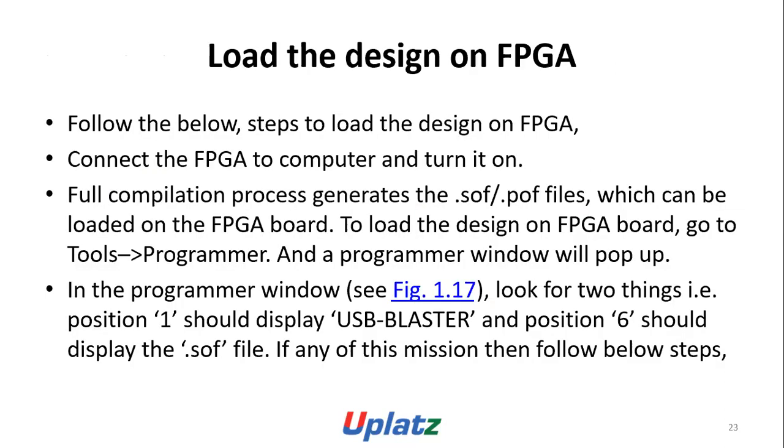Load the design on FPGA. Follow the below steps to load the design on the FPGA. Connect the FPGA to the computer and turn it on. The full compilation process generates the .sof file, which can be loaded on the FPGA board. To load the design on the FPGA board, go to Tools, Programmer, and a programmer window will pop up. In the programmer window, look for two things. Position 1 should display USB Blaster, and position 6 should display the .sof file. If any of these is missing, then follow the below steps.